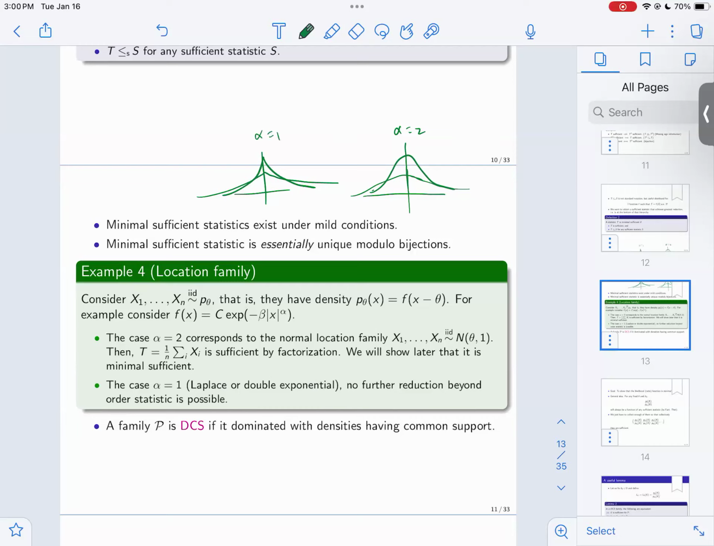So the thing is, if I have a location family, the densities are just translations of it. It's called location because the parameter is basically the location of the mode. So it's a location family. The parameter tells you about the location. So if I have this, then in the case of alpha equal to 2, you get the normal family.